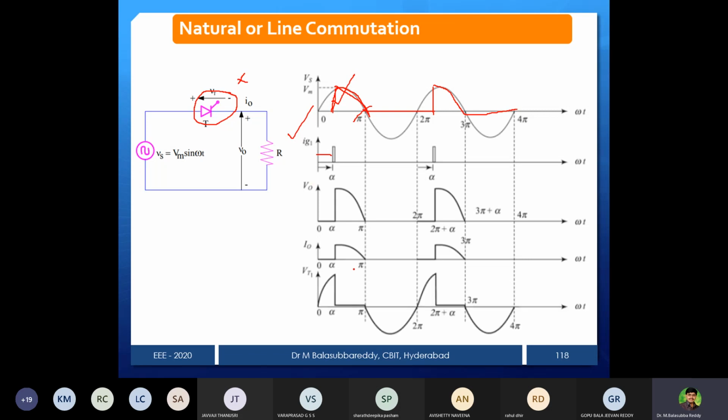Next one, voltage across the device. I already mentioned the logic. Off state, same as the source voltage. On state, 0. Here alpha to pi is on, no? I made it 0. The rest is the same as the source voltage. Wherever the device is on, you make it 0. For the rest, you just copy the supply. Whatever supply is there during the off state, you can draw as such, and in the on state, make it 0. That is the voltage across the device. So this is the natural commutation.